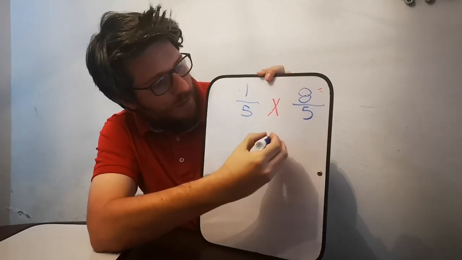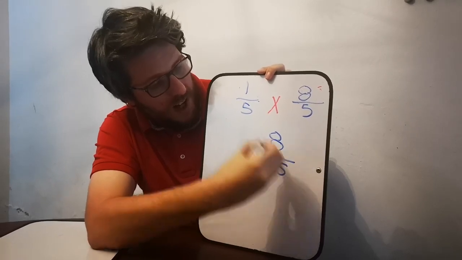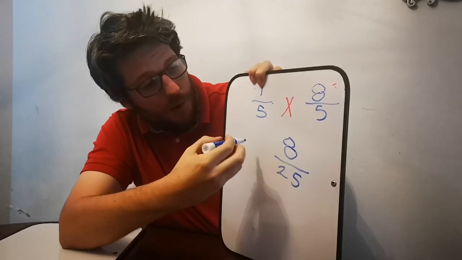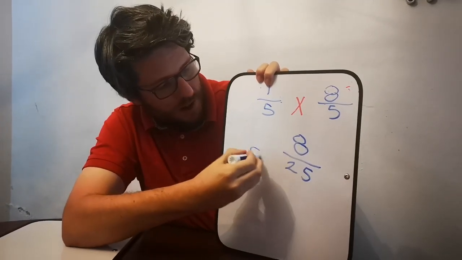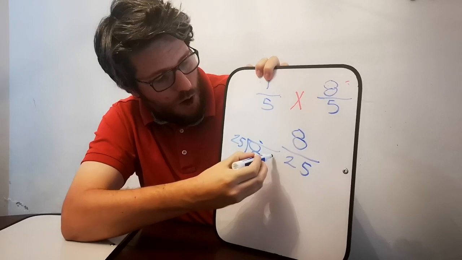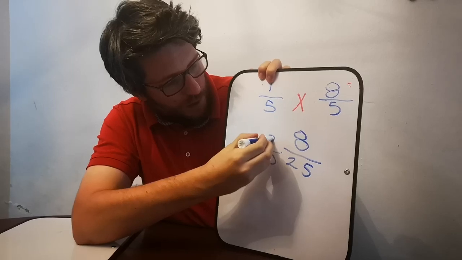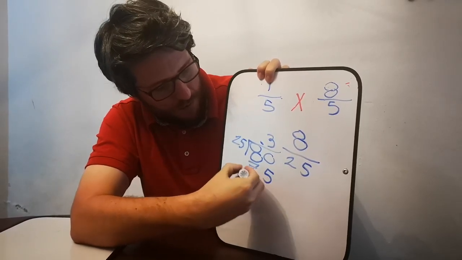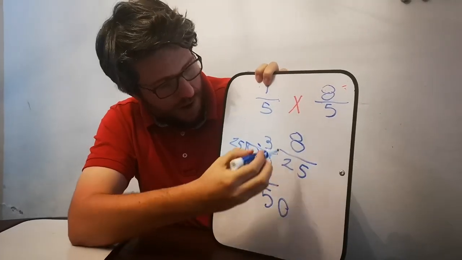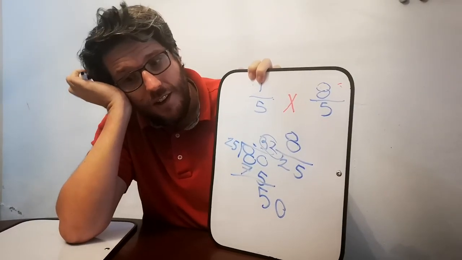Alright, what's 1 times 8? 8. What's 5 times 5? 25. So I end up with 8/25. If I wanted to turn it into a decimal, let's try. 8. Does 25 go into 8? No. Does 25 go into 80? Yes, it does. It goes 3 times, which gives me 75, which gives me a remainder of 5. Does 25 go into 5? No. Look at that, 0.32.